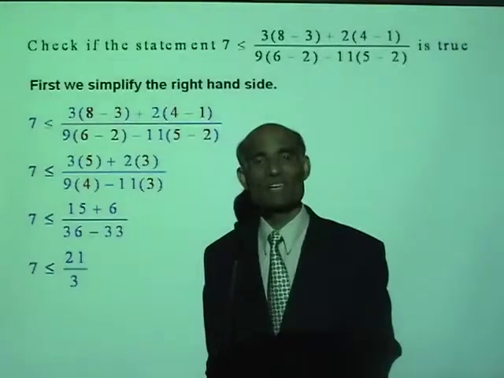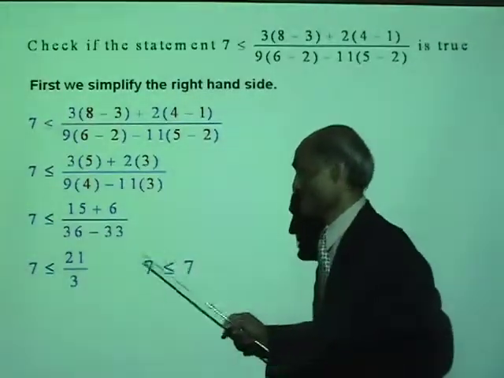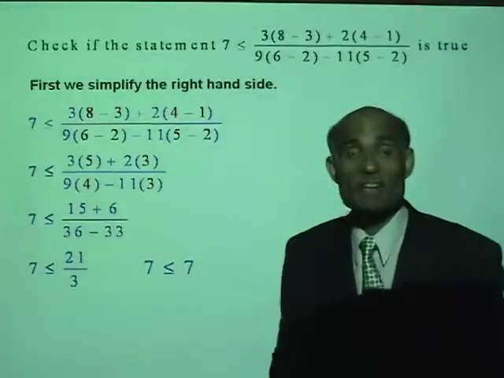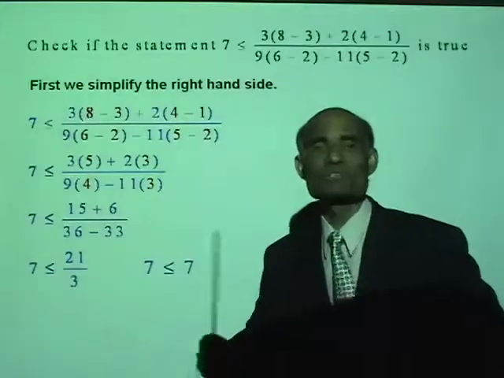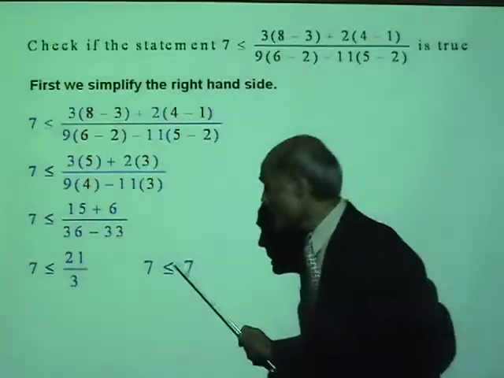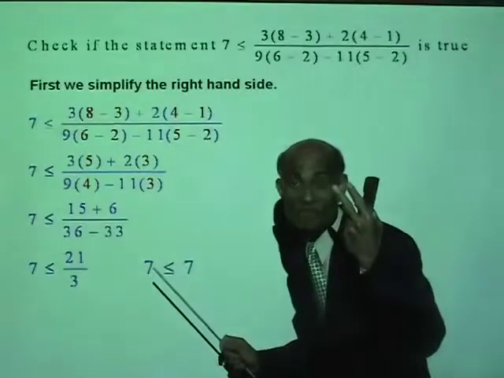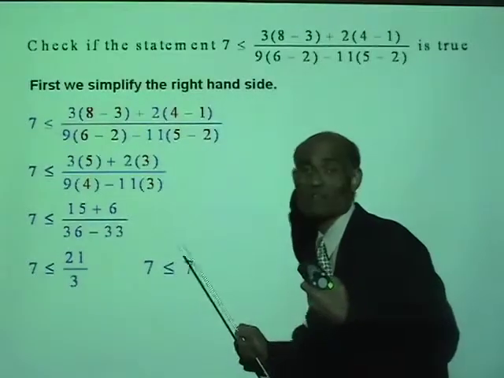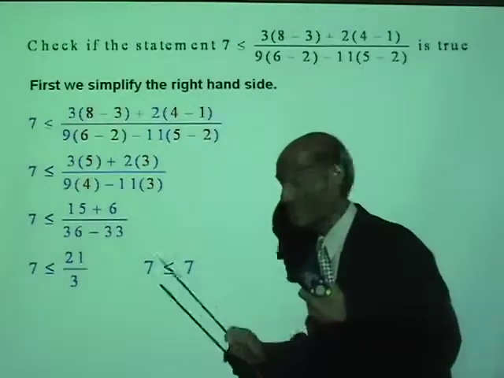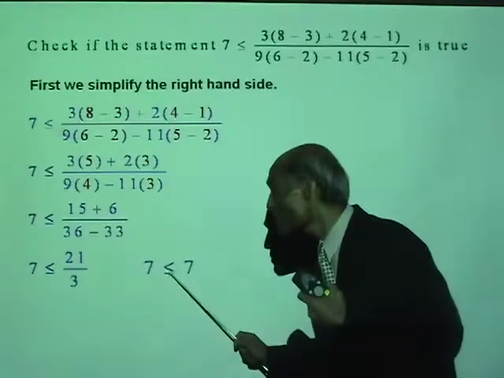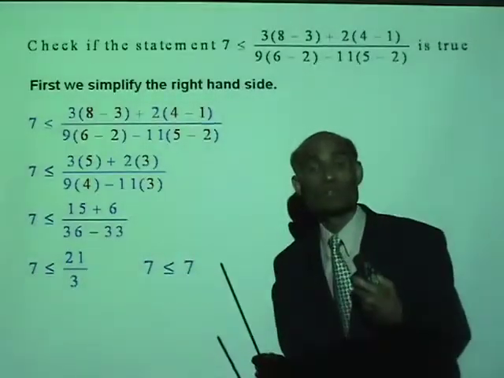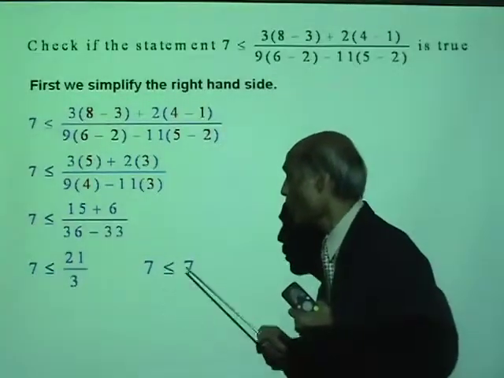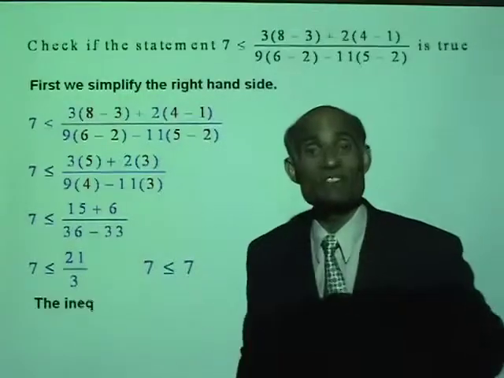What is 21 over 3? Well, 21 over 3 is 7. So the statement has now become 7 less than or equal to 7. Now remember, this contains two statements. What is the first statement? The first statement is 7 less than 7. Well, that's not true. But the second statement is 7 equal to 7. That is true. Since one of the statements is true, 7 less than or equal to 7 is a true statement.